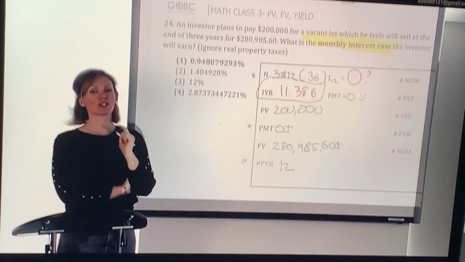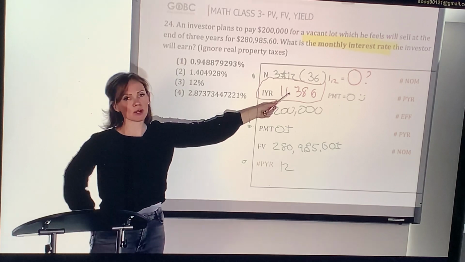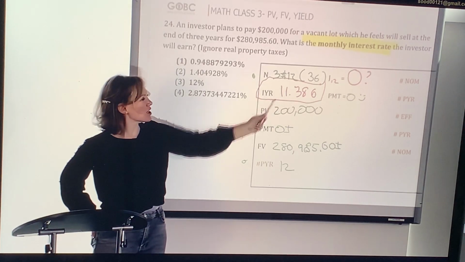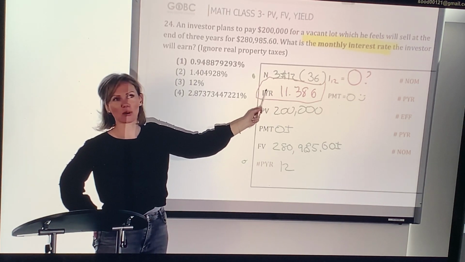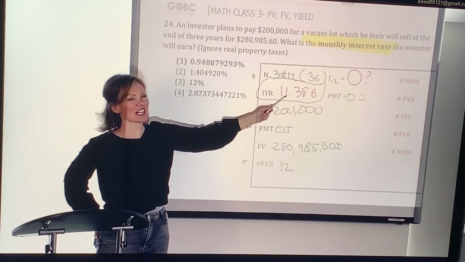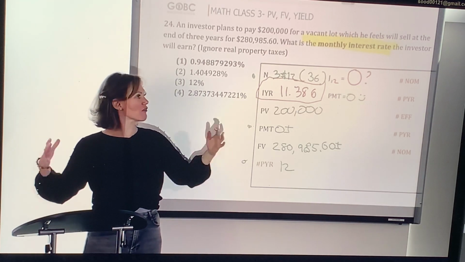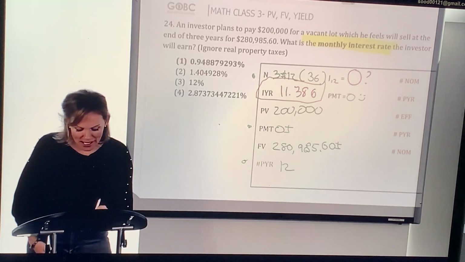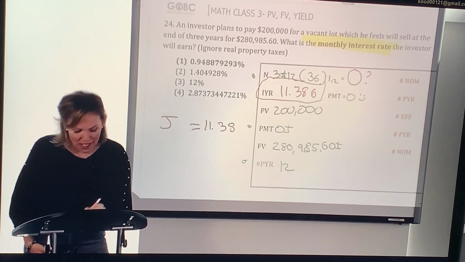Okay, so my first question to you is, is that a big number or a small number? How do you know? Look at this, IYR, interest per year. So whatever comes up in here, that is your annual rate. That's your nominal. You can never find a small number in here. So that means I can express it as a letter J. I'll put it as 11.38, just like that, right?